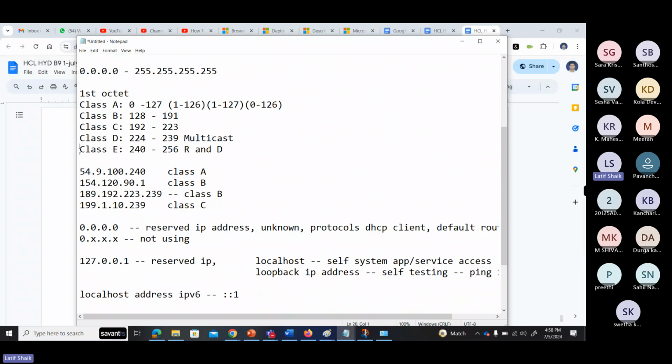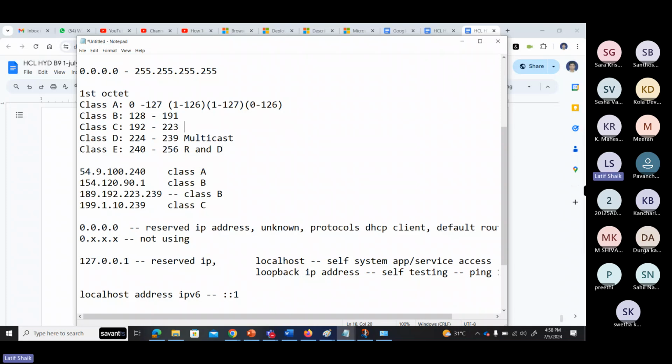Class E is reserved for R&D. Maybe in some places they may use it for some specific task purpose. But generally, in any public or private communications, we are not using it. In public, globally, we don't use IP addresses from class E.